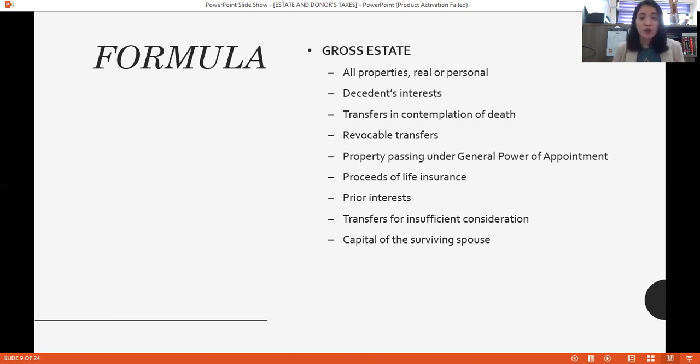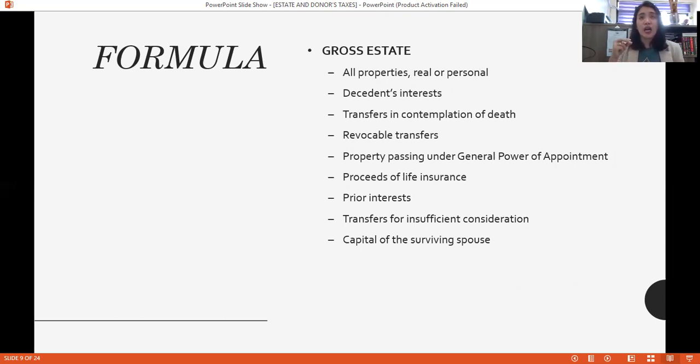Now, with respect to proceeds of life insurance, to the extent of the amount receivable by the estate of the deceased, his executor or administrator as insurance under policies taken out by the decedent upon his own life, irrespective of whether or not the insured retained the power of revocation or to the extent of the amount receivable by any beneficiary designated in the policy of insurance, except when it is expressly stipulated that the designation of the beneficiary is irrevocable. So may dalawang instance dito, no?